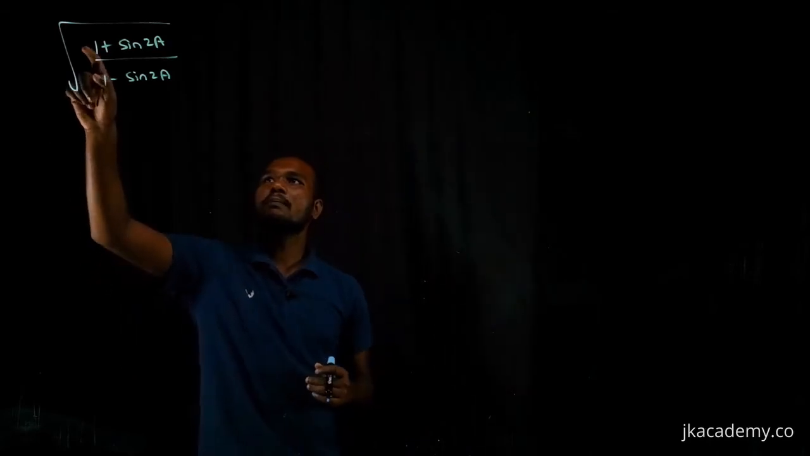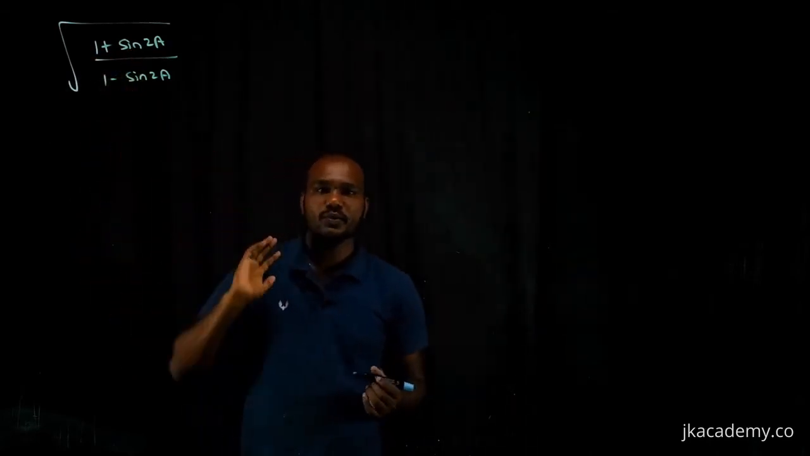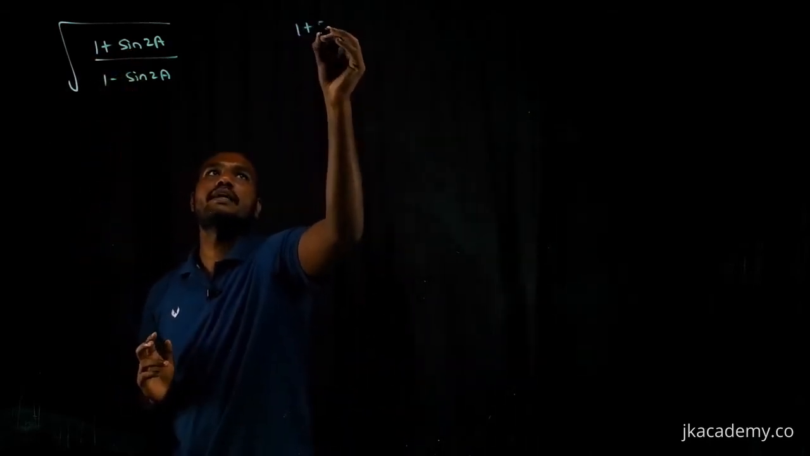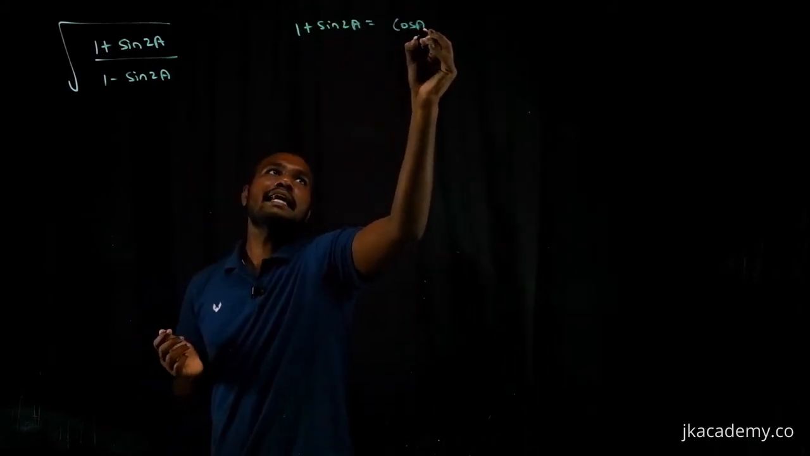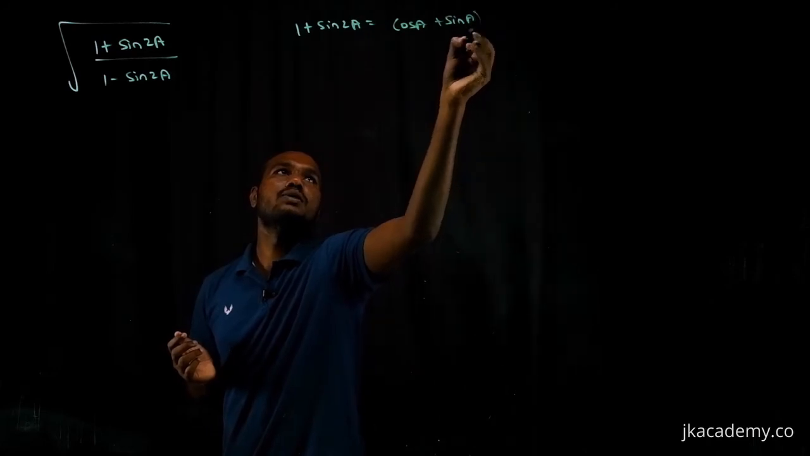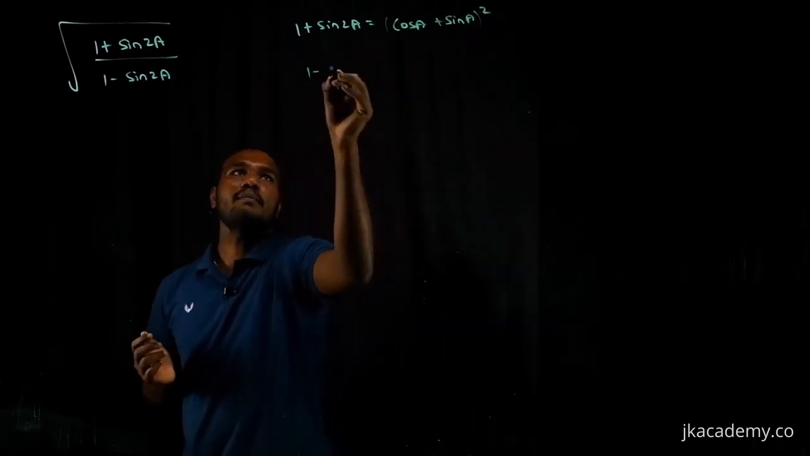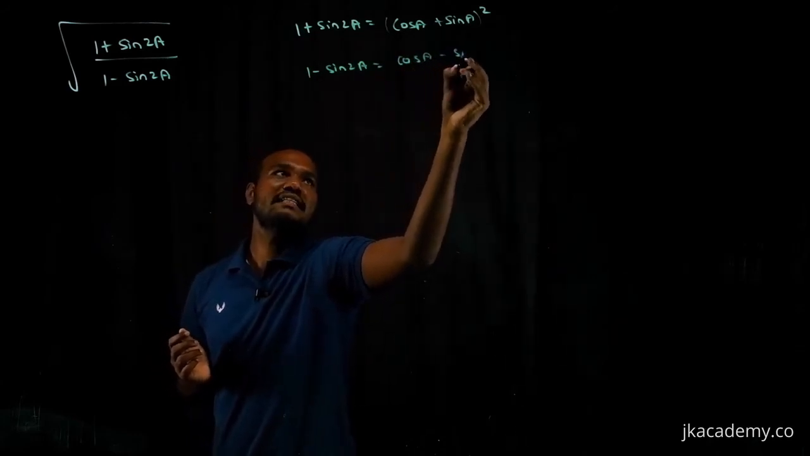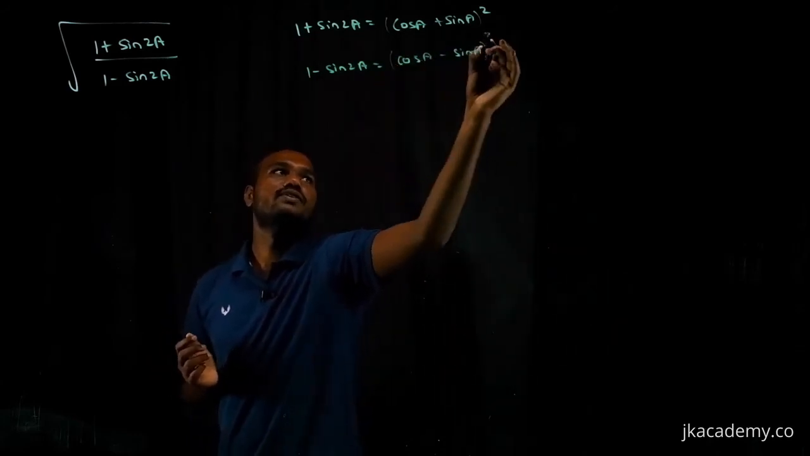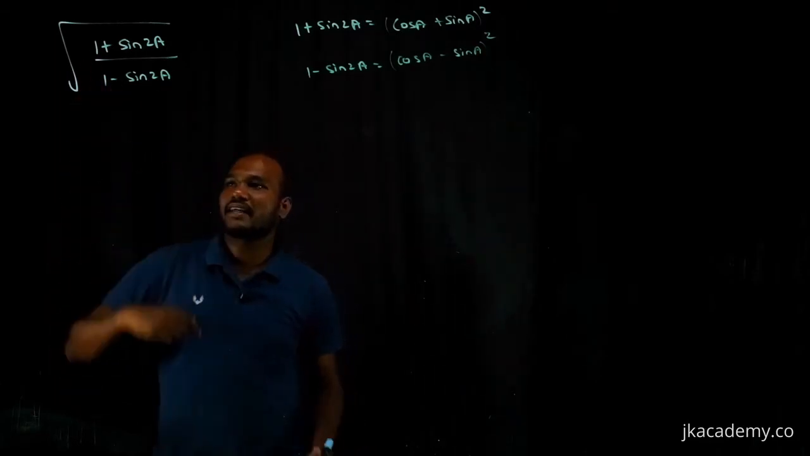So, the root of 1 plus sin 2a divided by 1 minus sin 2a. To solve this question, we have to know the formula of 1 plus sin 2a. 1 plus sin 2a is what? Cos A plus sin A whole square. And 1 minus sin 2a is what? Cos A minus sin A whole square. So let's substitute that into the formula.